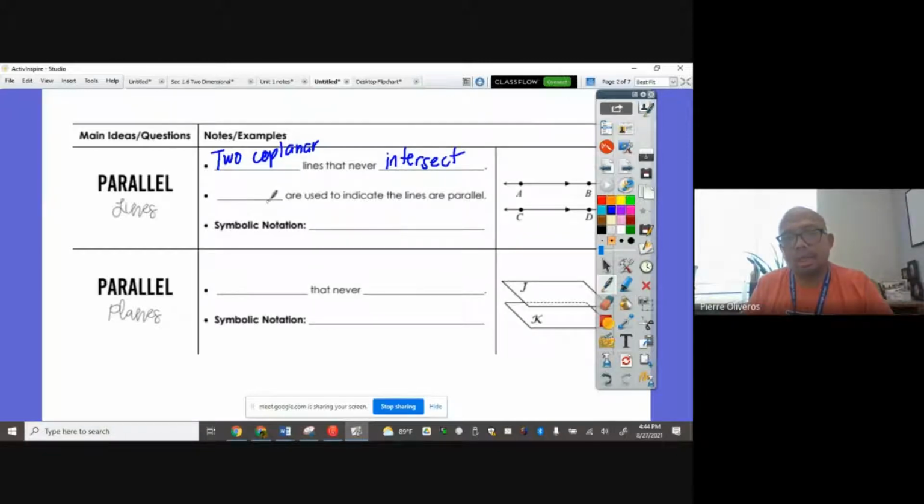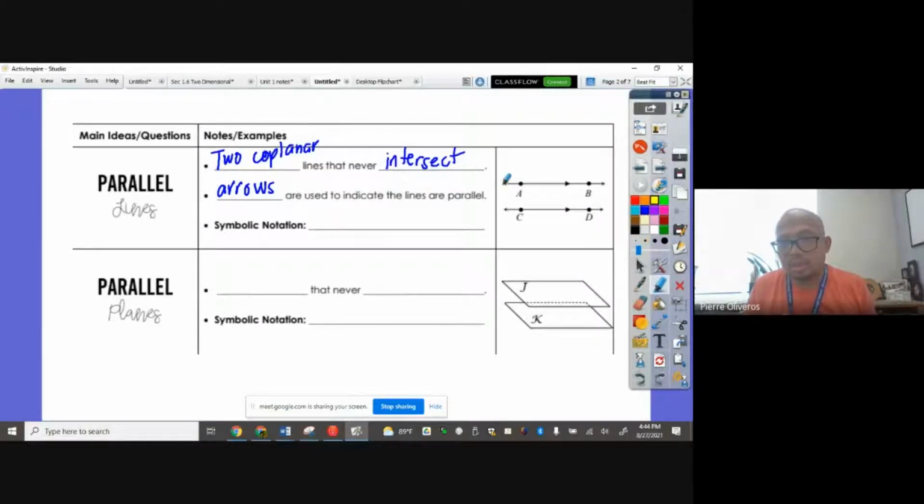Arrows are used to indicate that our lines are parallel. For example, let's say these two here are parallel because an indicator is this arrowheads here. That means these two lines here, line AB and line CD, are parallel. To symbolize or notate it, we write here line AB, so put a line on top of it, is parallel to line CD with lines above it.